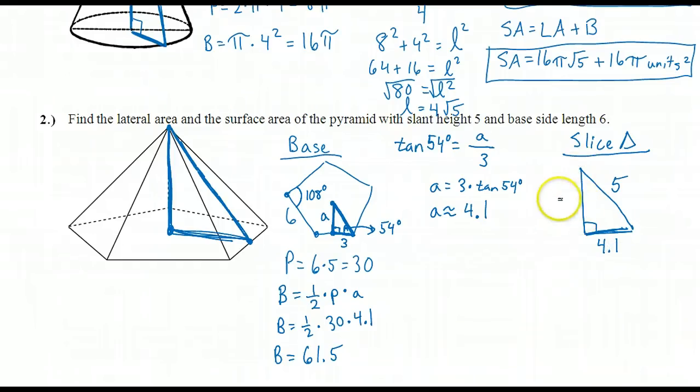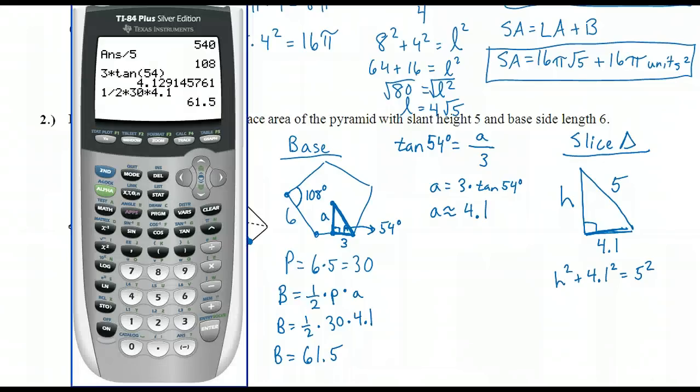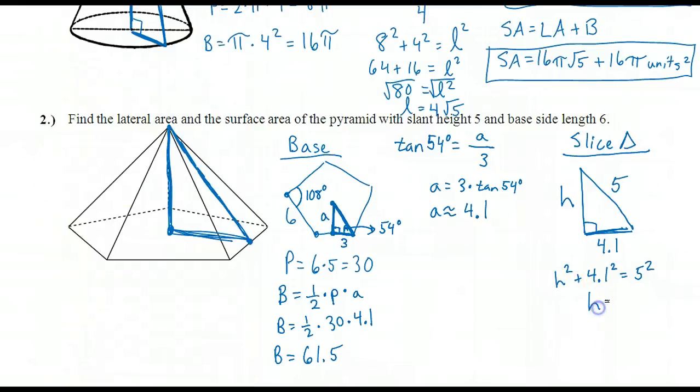And the height of my triangle, I need to figure out using the Pythagorean theorem. My height squared plus 4.1 squared equals 5 squared. I'm going to use my calculator to figure that out. 5 squared minus 4.1 squared. Take the square root of that answer. So the height of my pyramid is going to be about 2.9.